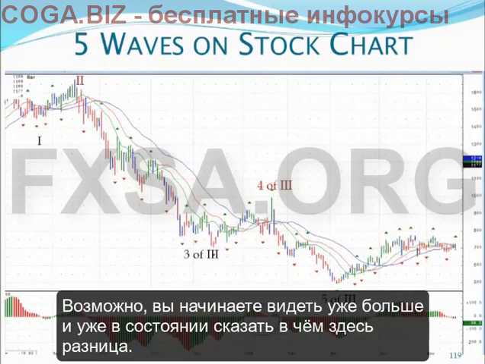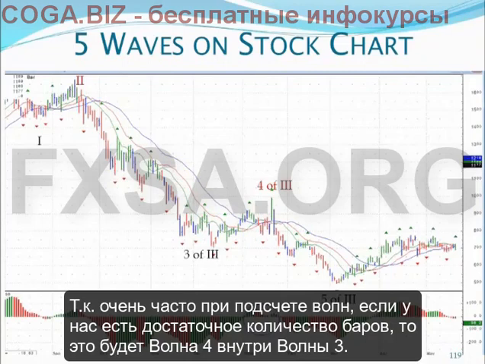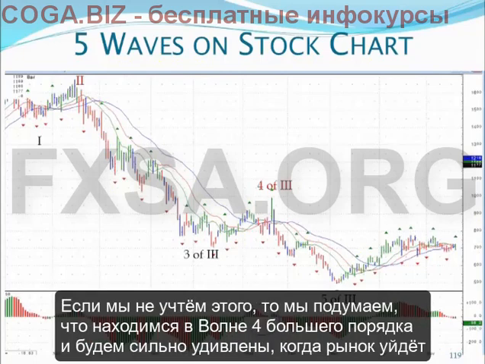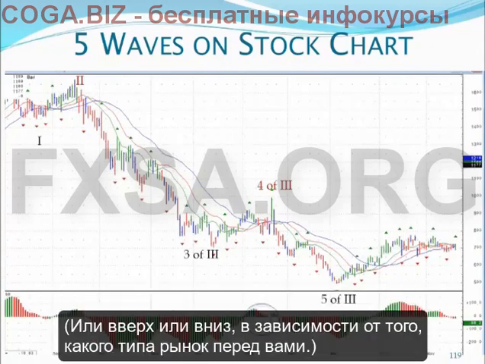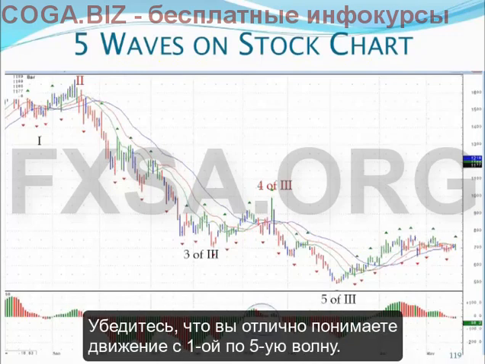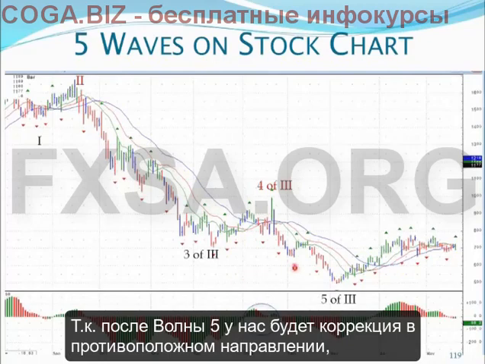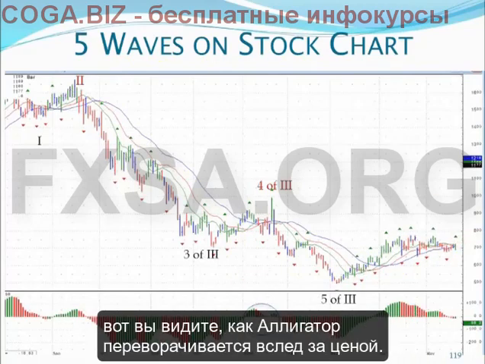Now you're starting to probably see that a lot and be able to tell the difference, because many times when we're counting a wave, if there's the correct number of bars, it's the wave 4 inside the wave 3. If we mistake that, then we think we're in a large degree wave 4, and you'll be surprised when the market heads back down to complete the 5th of the third wave, either up or down depending on what type of market you're looking at. So make sure that you have a good understanding of 1 through 5. After we have 5, then we're going to have this correction go in the other direction, and you see the alligator turns together.